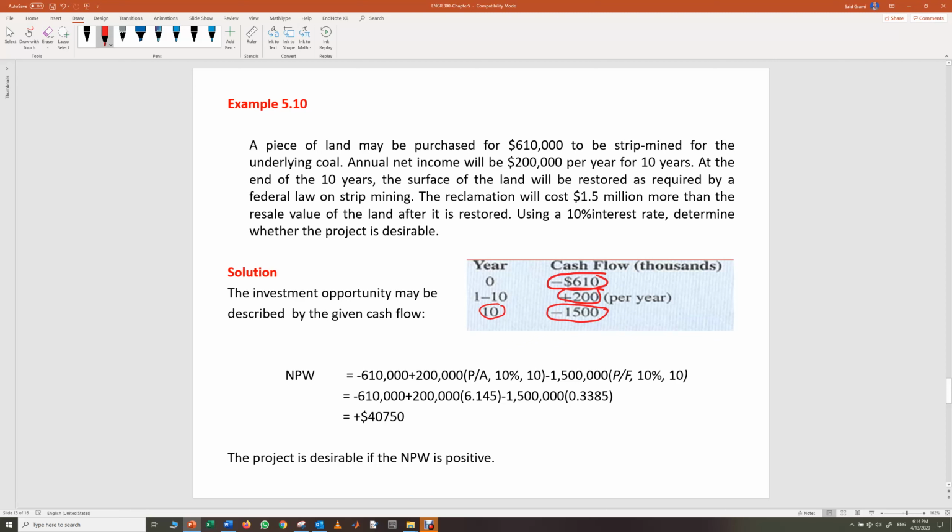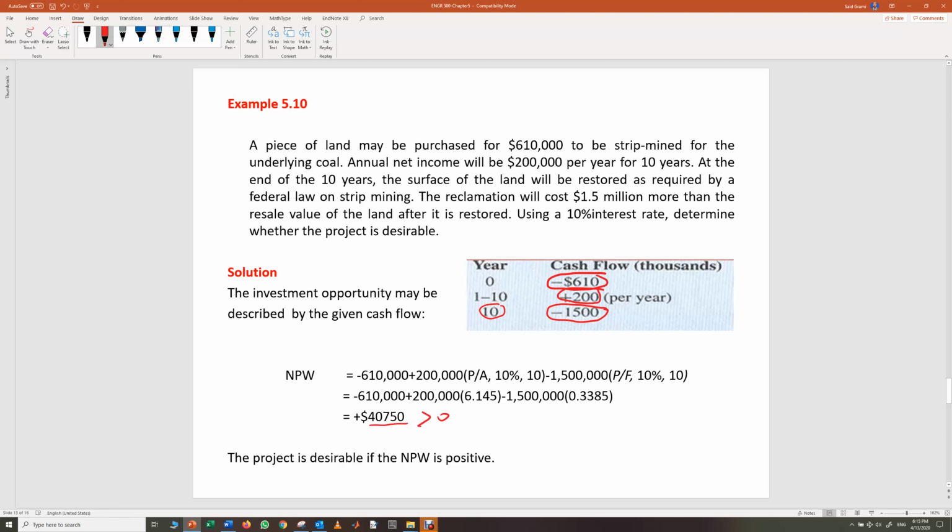So net present worth is minus 610,000 plus 200,000 looking for P given A, every year, 10%, 10 years, minus 1.5 million looking for P given F, 10%, 10 years. So when we calculate, we get plus 40,750. So the project is desirable because the net present worth is positive, bigger than 0.